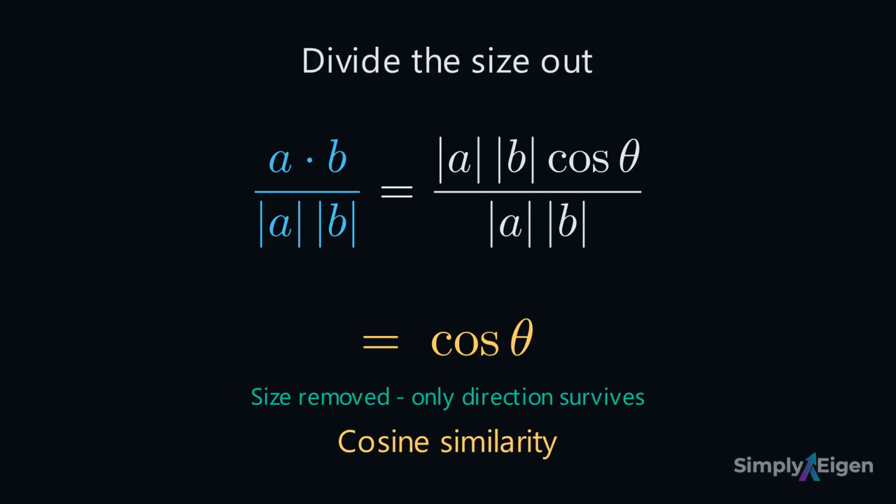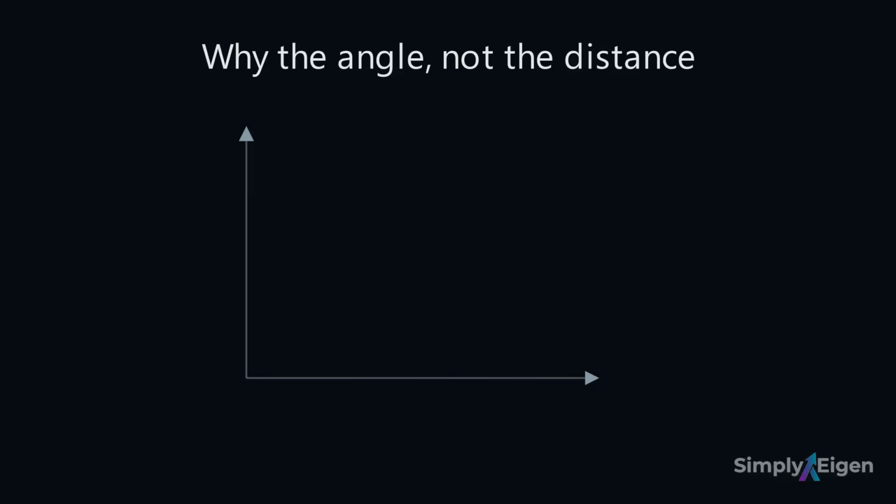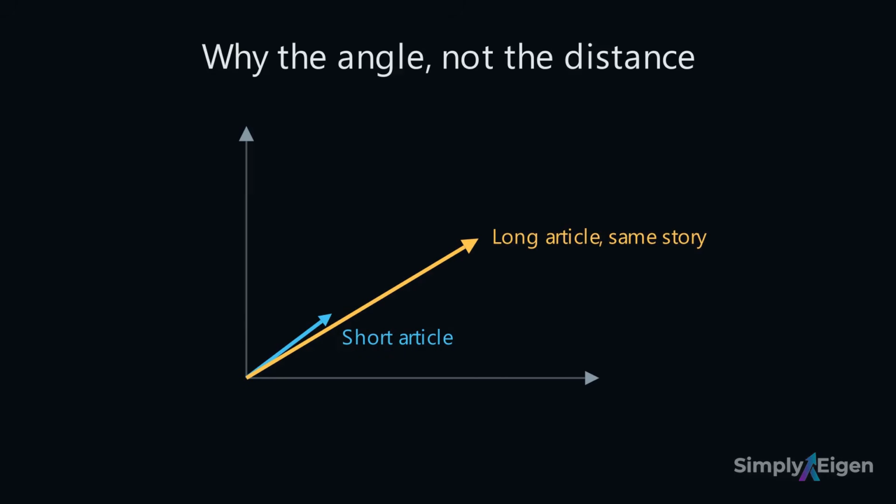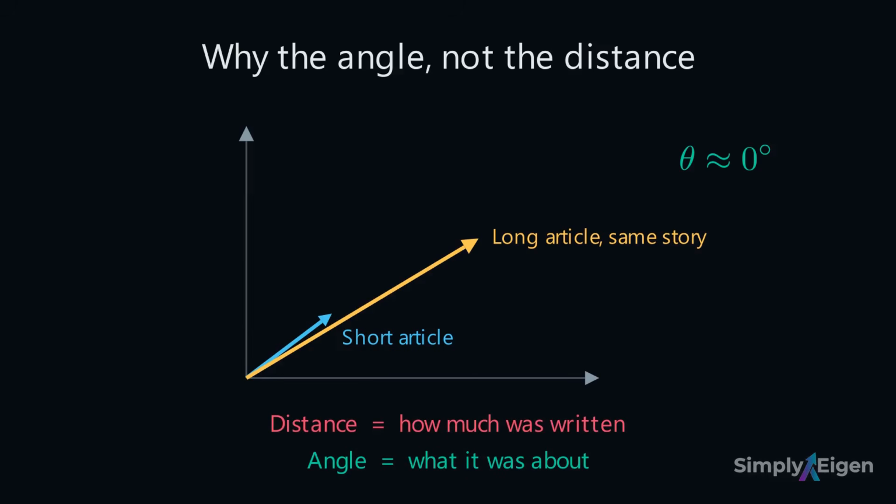see is direction. You might reasonably ask why we use the angle at all, rather than the straight line distance between the 2 points. Here is why. Take a short news article and a long one, both about exactly the same event. The long one uses every word more often, so its point sits much further out from the origin. By straight line distance, those two documents are far apart. By angle, they are almost identical because they point the same way. Distance measures how much was written. Angle measures what it was about.